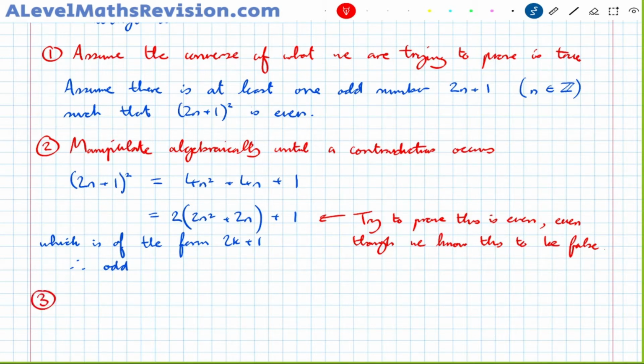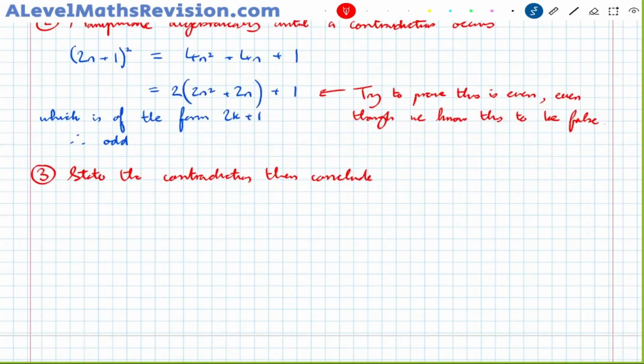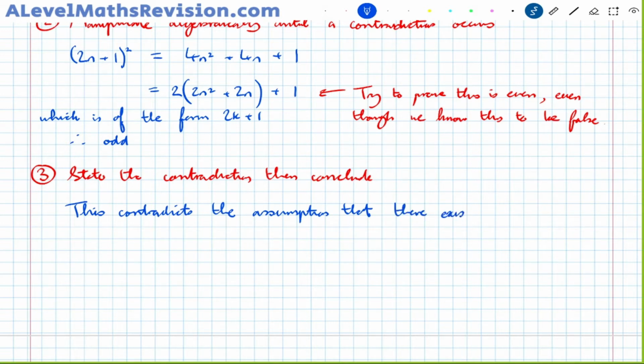So step 3, state the contradiction. Then conclude. So this contradicts the assumption that there exists, and don't get lazy with how much you write out here, actually state it explicitly.